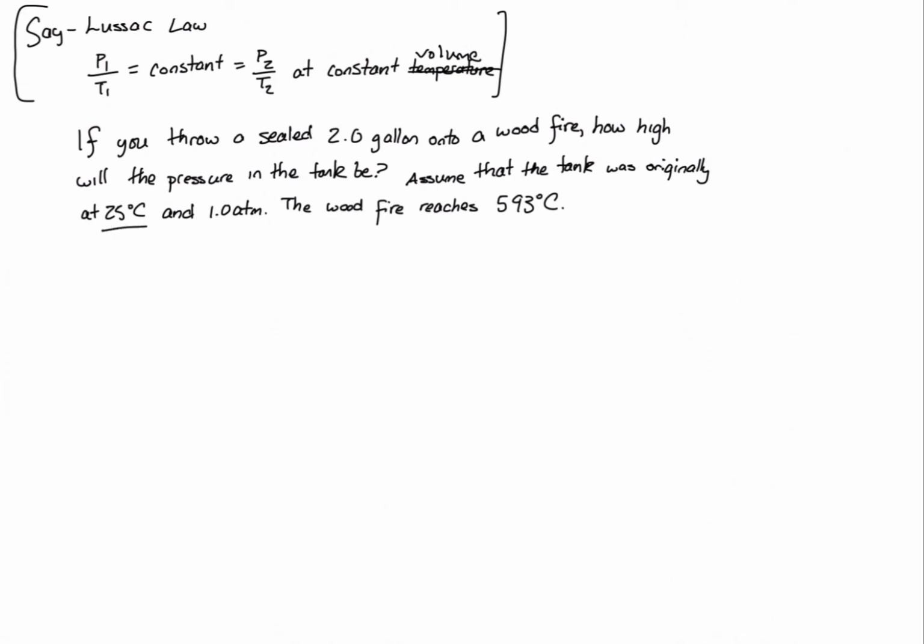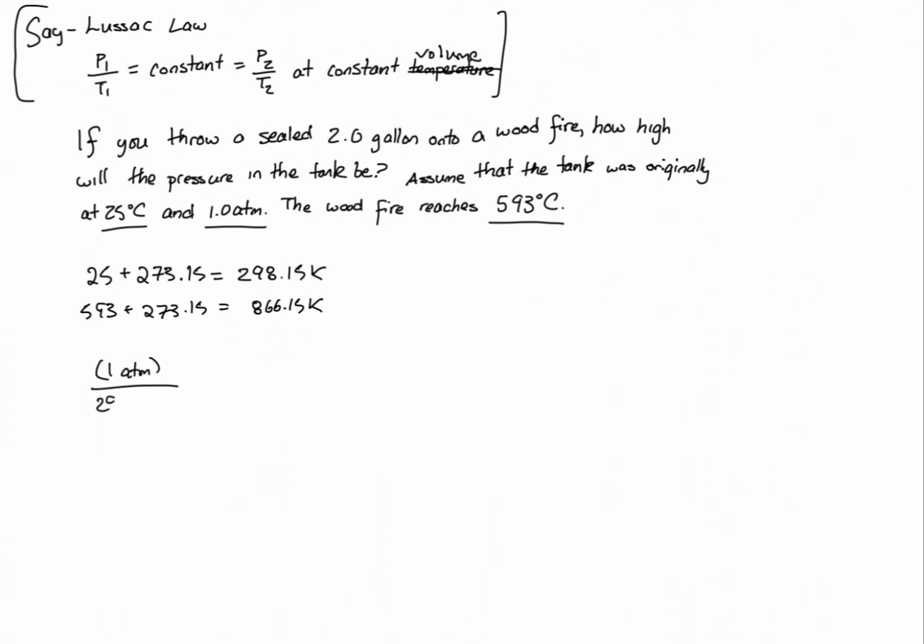The tank was originally at 25 degrees Celsius and 1 atmosphere, and the wood fire reaches 593 degrees Celsius. Again, since we're working with temperature, we've first got to convert those to Kelvin, and after that we will set up the problem. So we have 593 plus 273.15, that gives us 866.15 Kelvin. So that's pretty hot. Now we can set up the problem. P1 is 1 atmosphere, and T1 is 298.15 Kelvin. We set that equal to P2, which we want to solve for, and 866.15 Kelvin.